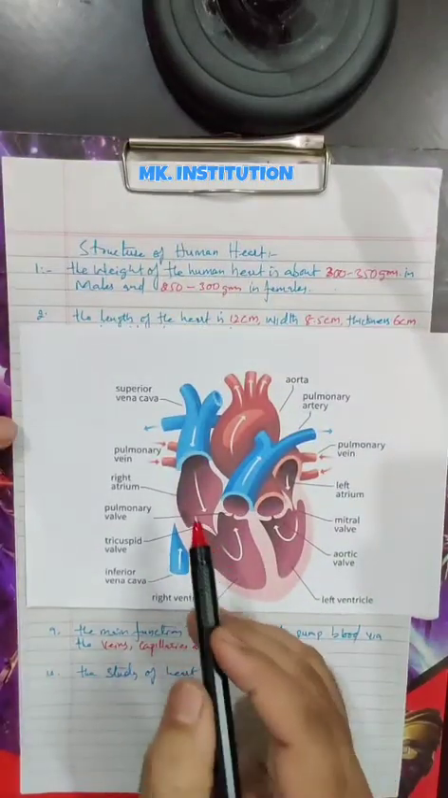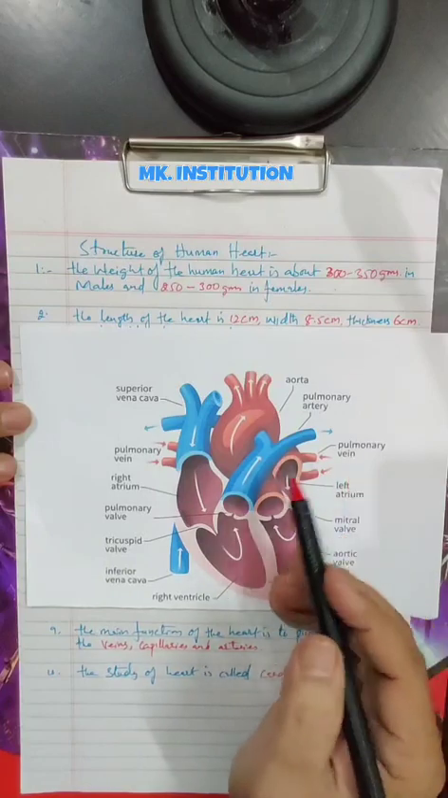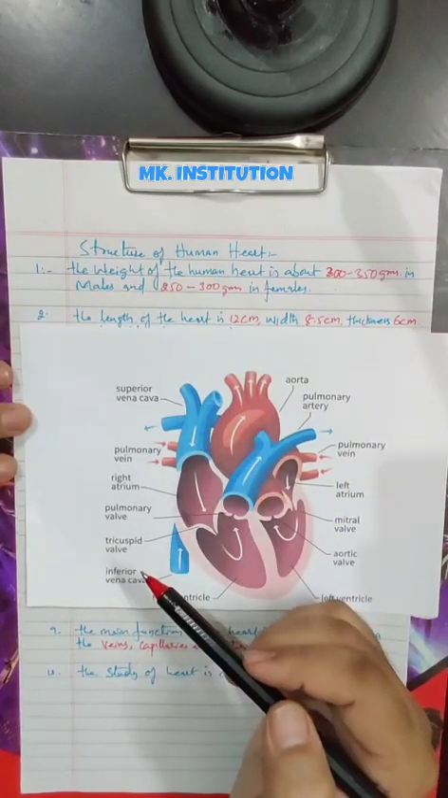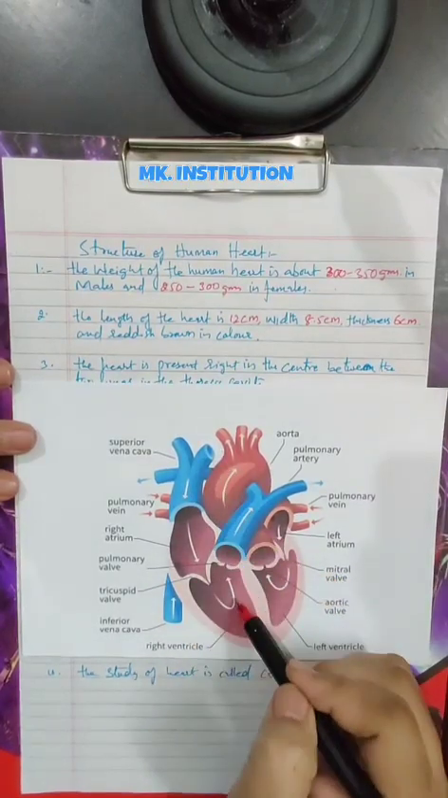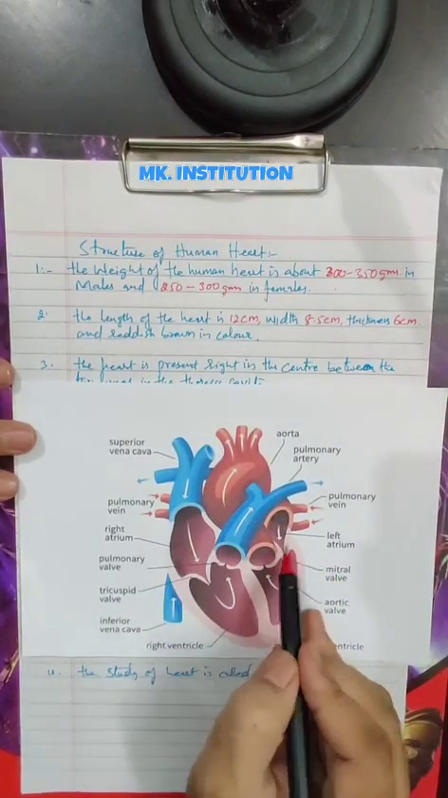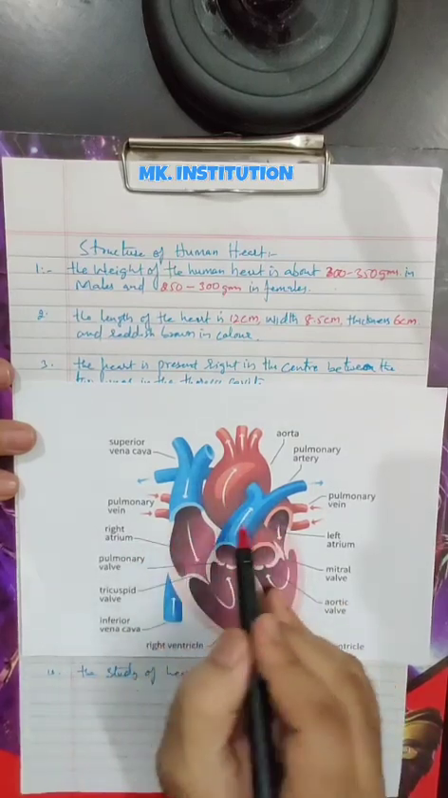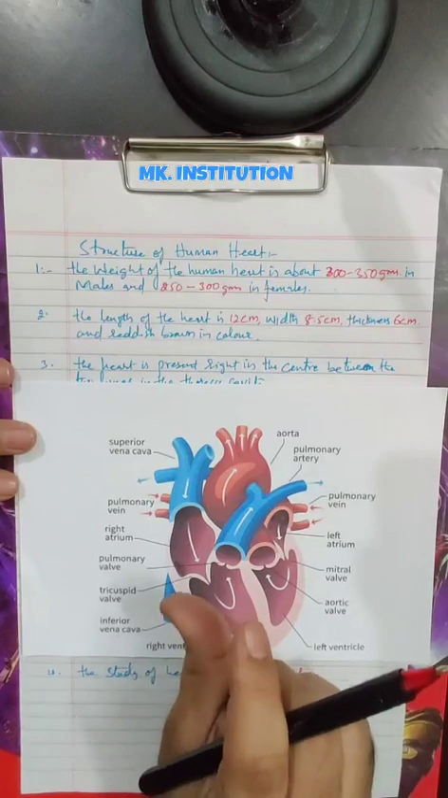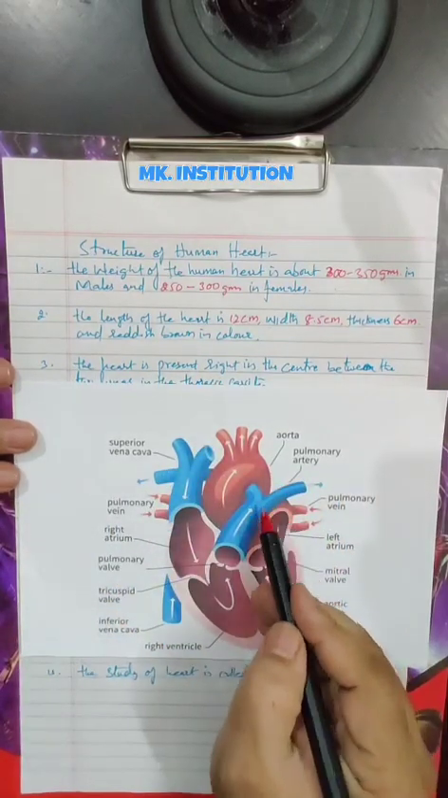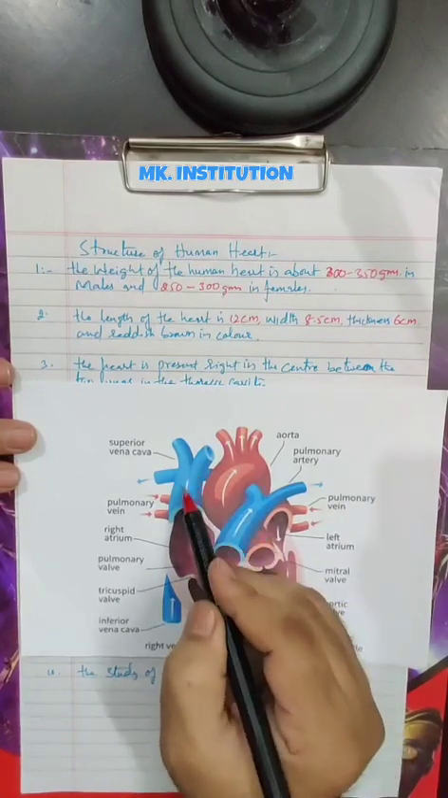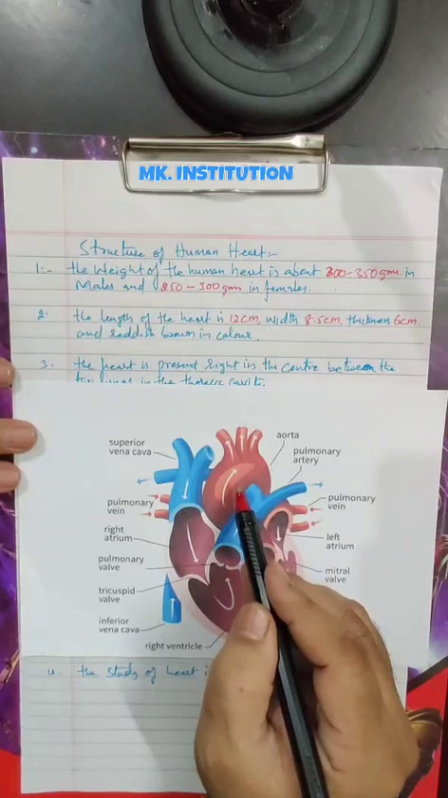Clear. And what is the weight of the heart? 300 to 350 grams in male, and whereas in female 250 to 300 grams. And what is the length of the heart? 12 centimeter, width 8.5 centimeter, and thickness 6 centimeters. And what is the color? Reddish brown in color. Wherever you see blue color and red color, blue indicates veins and red indicates arteries.